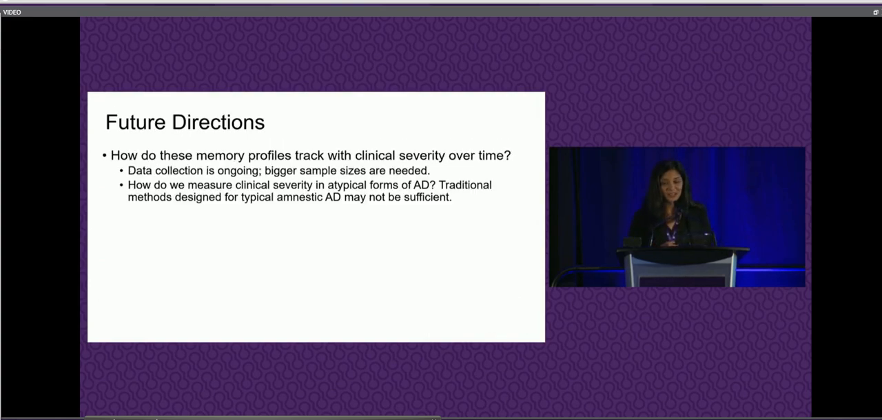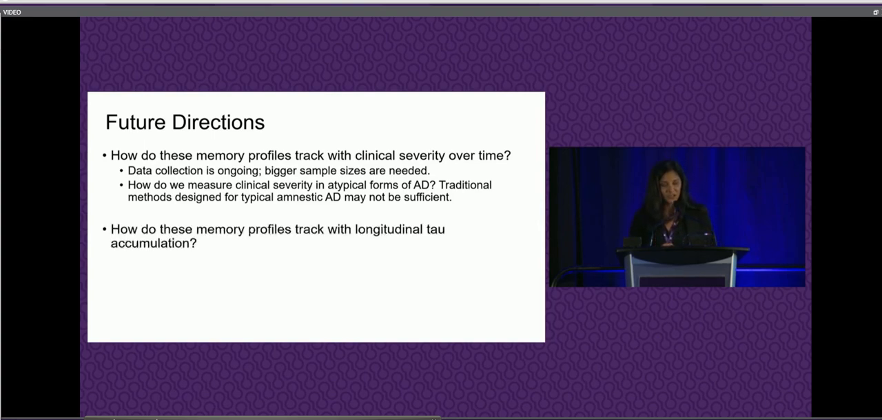So there are 2 major questions that I'll end with in terms of future directions for moving this field forward. The first is, how do these memory profiles track with clinical severity over time? Now, data collection is ongoing as bigger sample sizes are needed. But in order to address this question properly, we also need to think about, as a field, how do we measure clinical severity in atypical forms of AD? The traditional methods designed for typical amnestic AD, such as the Clinical Dementia Rating Scale, just may not be sufficient.